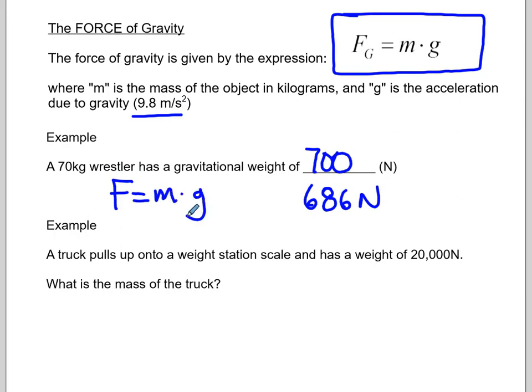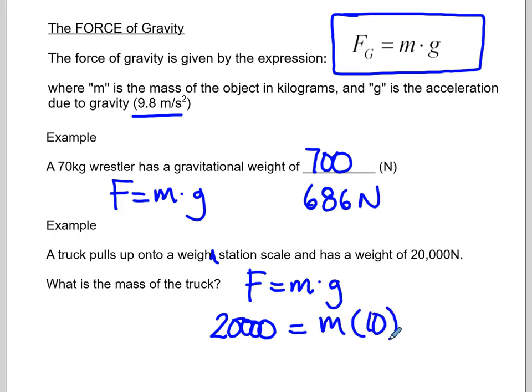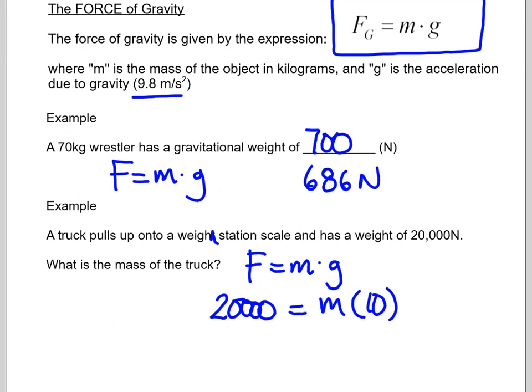Now down here, a truck pulls up onto a weigh station scale, and has a weight of 20,000 newtons. What is the mass of the truck? So we take our little equation and we fill in the missing information. 20,000 is the force. We're looking for mass. I'm just going to put 10 in for g for now, just for quickness of calculation. Then if I divide both sides by 10, I can see that the mass of the vehicle was 2,000 kilograms.